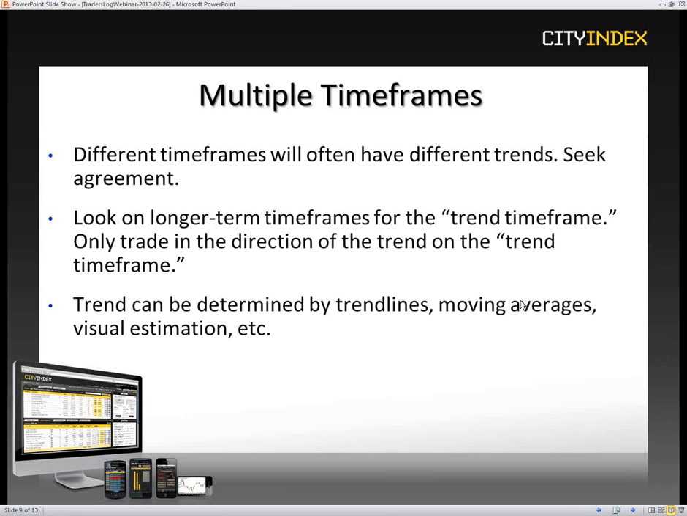Now, just a quick note on multiple time frames. Different time frames will often have different trends. We want to seek agreement. As I mentioned before, if we're looking to trade from a TPB, or trend pullback breakout, perspective, then what we're looking for is the overall trend. That's the long term. And then we're looking for a short-term breakout, and that's the short term. So we're looking for agreement between the short term and the long term. That's essentially what I look for when trading with the trend.